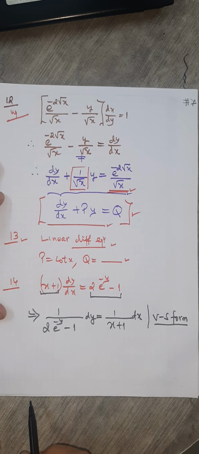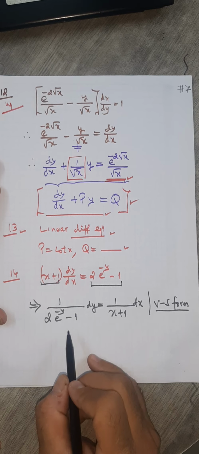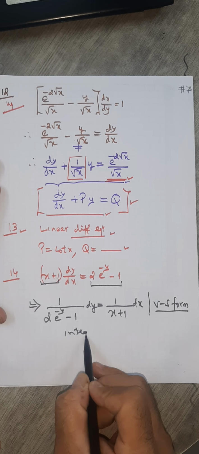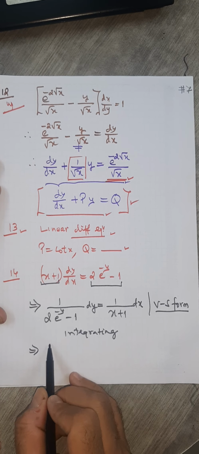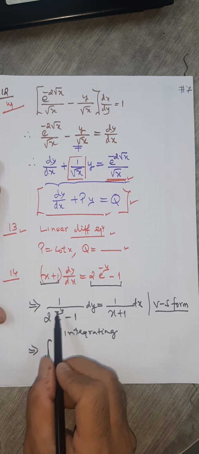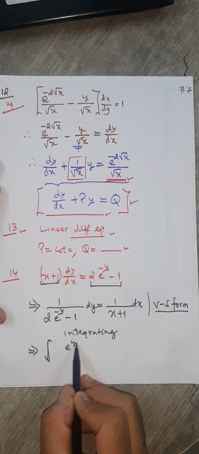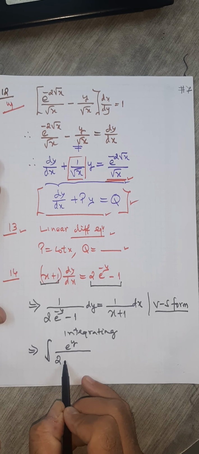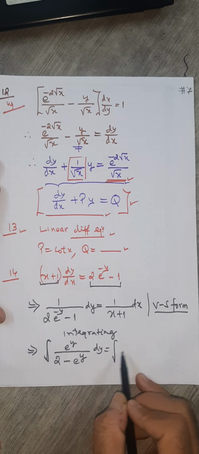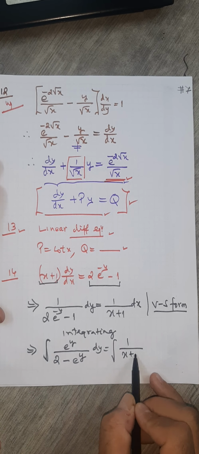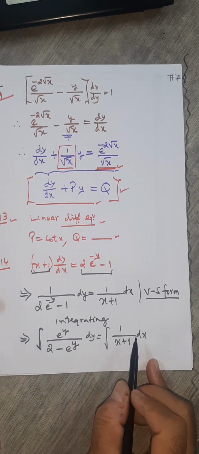This is variable separable form. The question is integration. How will we integrate? That's the question. Right inside the integral is too simple, remember. Here what I'll do, I'll write 1 upon and I'll take LCM, remember. So (2 minus e raised to y) dy equals 1 upon x plus 1. I hope now this is clear to you.